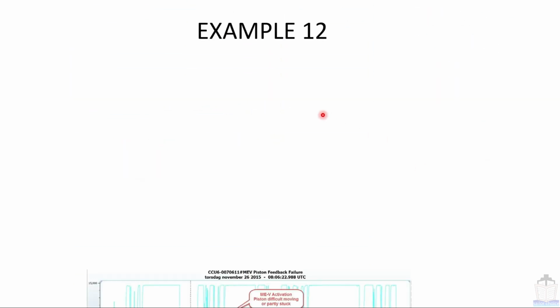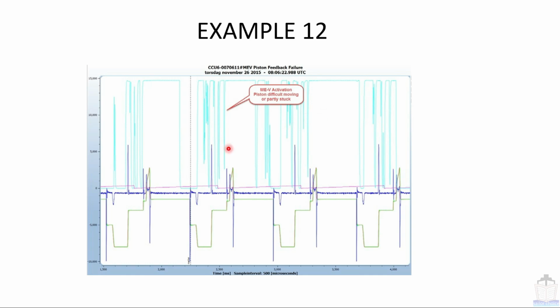Next example. This graph is taken from the MEB engine and alarm is MEB piston feedback failure. This graph is also for your reference. This graph is of MEB piston. This graph should be like this one, but it is behaving this way. That means it is getting stuck somewhere. So this is from troubleshooting guide: piston difficult moving, partially stuck in bottom.